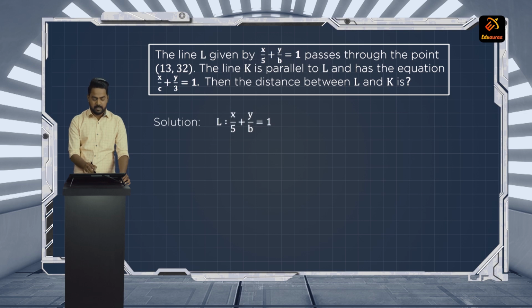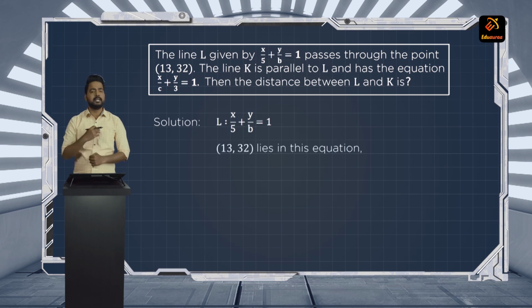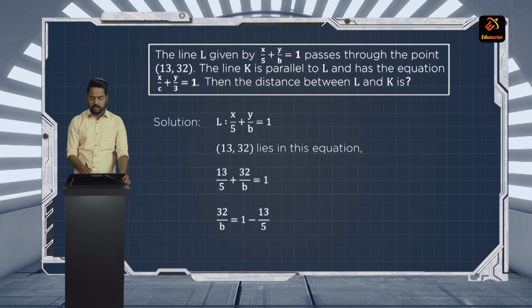Now the first line L is x upon 5 plus y upon b equal to 1. Now I know (13, 32) is the point which lies on this line, then it must satisfy the equation. So 13 upon 5 plus 32 upon b is equal to 1. So if I take 13 upon 5 on the other side, it will be 32 upon b is equal to 1 minus 13 upon 5, that is equal to minus 8 upon 5. So 32 upon b is equal to minus 8 upon 5. So the 4s will get cancelled. So b will be equal to minus 20.